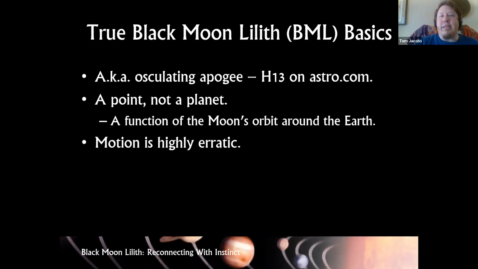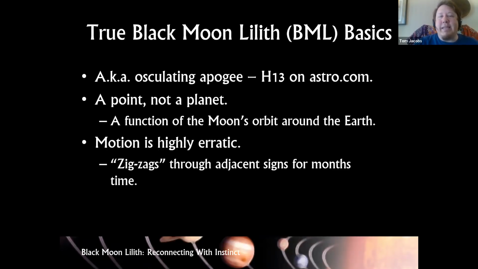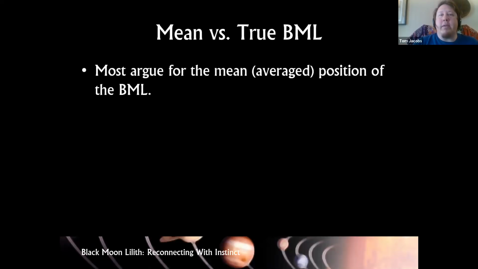So the motion is highly erratic. It's changing all the time. It zigzags, that's my term, through adjacent signs for months at a time. I did a video on this a few months ago on the motion of the true Black Moon Lilith, or the oscillating apogee, and I recommend you check that out for a more thorough explanation, and also a visual where I use software to advance it and show it zigzagging around the chart. But anyway, its motion is erratic. It'll take years to cycle through the zodiac, and what I want you to understand is the difference between the mean and the true BML.